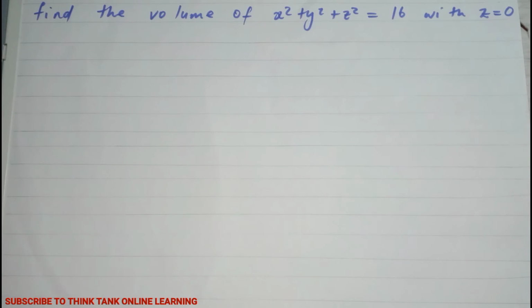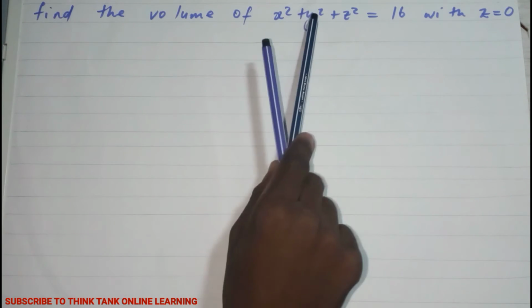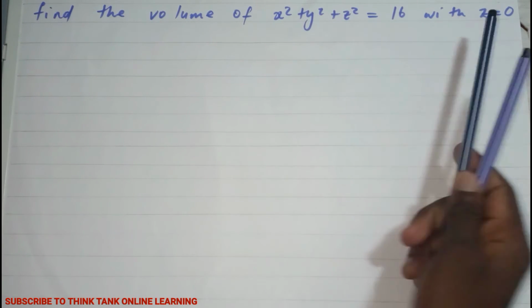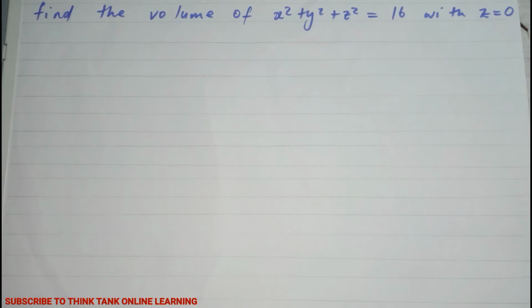Okay, so we're given a problem. Find the volume of x squared plus y squared plus z squared equals 16 with z equals 0. Okay, so we're given a sphere. In this case, when we talked about cylindrical coordinates, we said we were given the bounds for y and x. In this case, we're given the bounds for z.